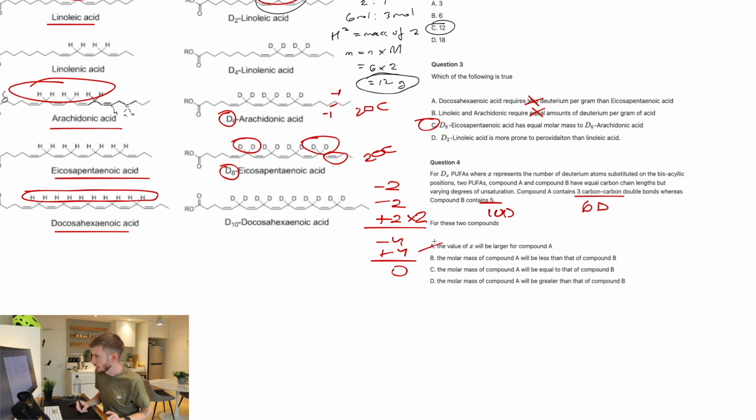The next thing then is the molar mass of compound A will be less than that of compound B. What we can do here is use the finding from the previous question. Because they had equal carbon chain lengths, adding double bonds and replacing hydrogens with deuterium didn't actually affect the mass number at all, because what you were removing, you were then adding in the process of adding a heavier isotope. And so therefore, if they've got the same carbon chain length, just different numbers of double bonds and deuterium, then they should have equal mass. And that would give us option C.